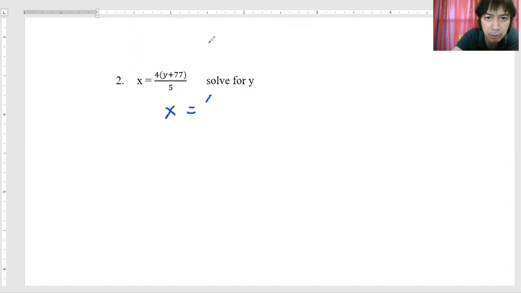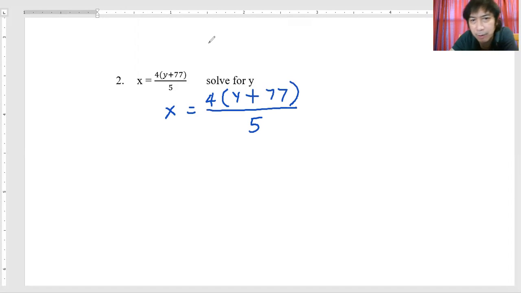Then you have 4 times y plus 77 over 5. Notice you're after the y, and the y is inside the parentheses, added to 77. Now you have 4 and the 5 at the denominator, so you can start by multiplying by a fraction, 5 over 4, because the equation is the same as 4 over 5. So to remove the 4 over 5, we multiply it by 5 over 4.